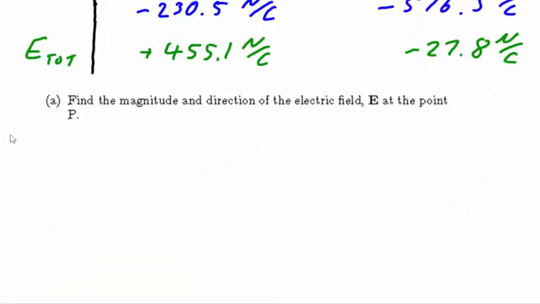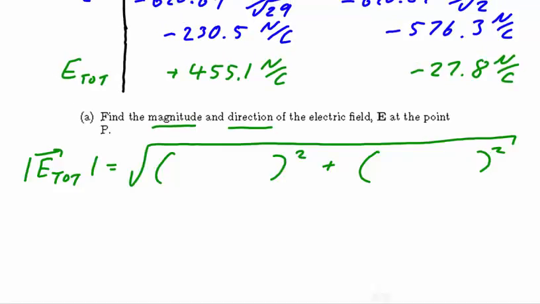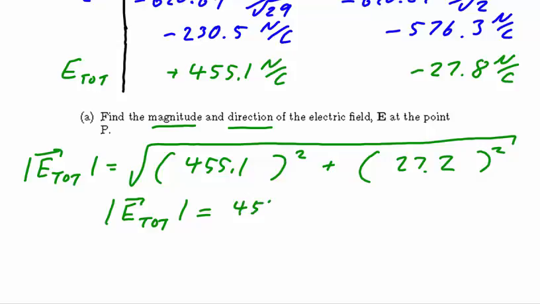However, if we read the question carefully, we'll find that we were asked to find the magnitude and direction of the electric field. Therefore, in order to find the magnitude, we'll again need to refer to the Pythagorean theorem and put the x component in the first spot and the y component in the second spot. This yields a result for the magnitude of the total electric field at the point P being equal to 455.9 newtons per coulomb.